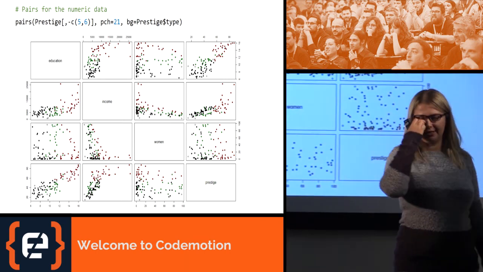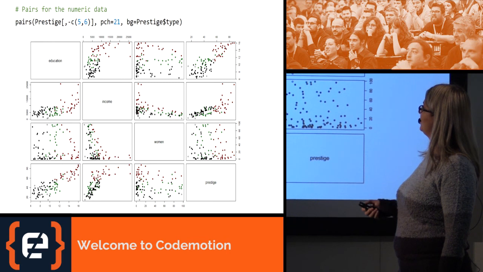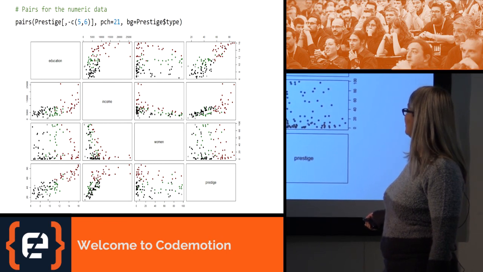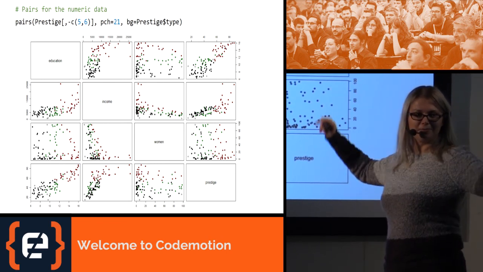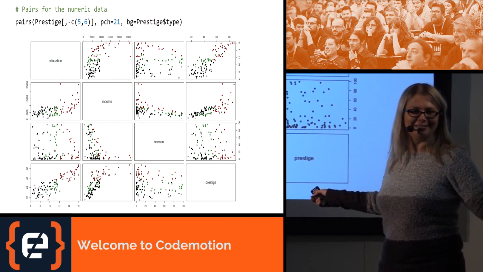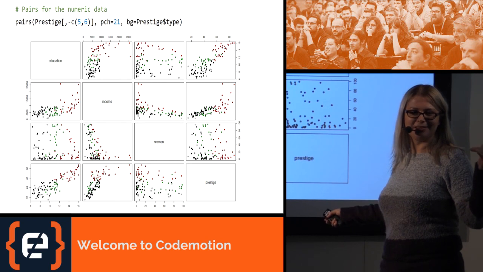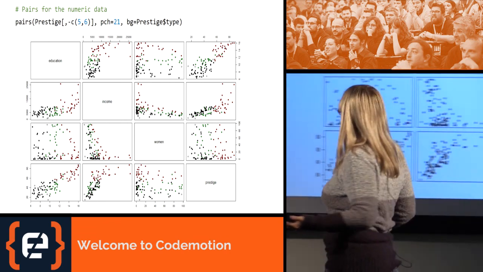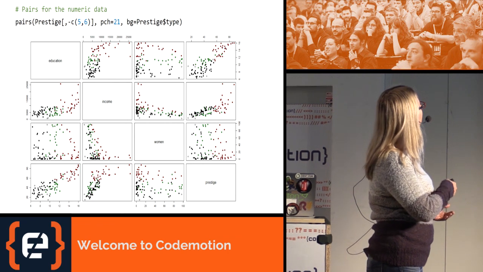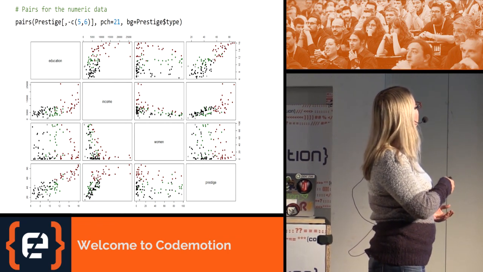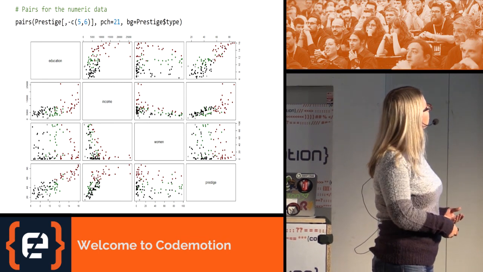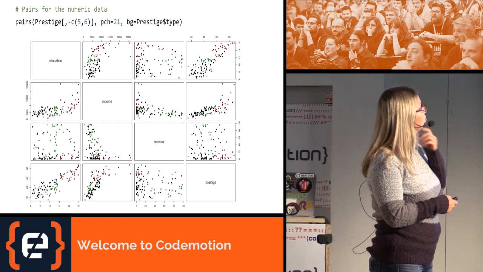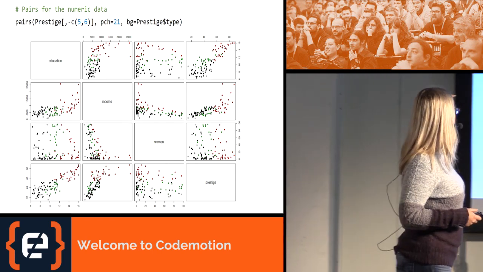So I plotted the data to see them, and you can see if women are actually influencing prestige. They're like all over the place. So I wouldn't say women don't matter, but the women percentage in this data set probably doesn't matter for prestige recognition. And I did this quite easily. I just used the pairs function, and I'm saying use pairs and just don't include the fifth and sixth column. I just didn't want to use census and type in here.